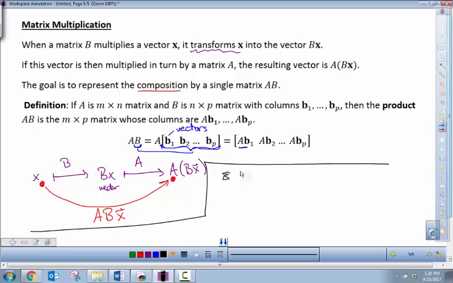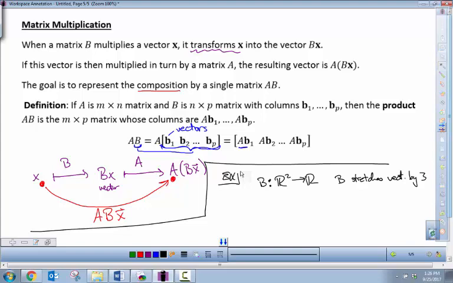So let's do an example. Let's say we want a transformation that goes from R2 to R2. Let's do a B transformation first, from R2 to R2. And we're kind of familiar with some transformations from R2 to R2, right? Let's say B stretches your vector by 3 units. Okay?